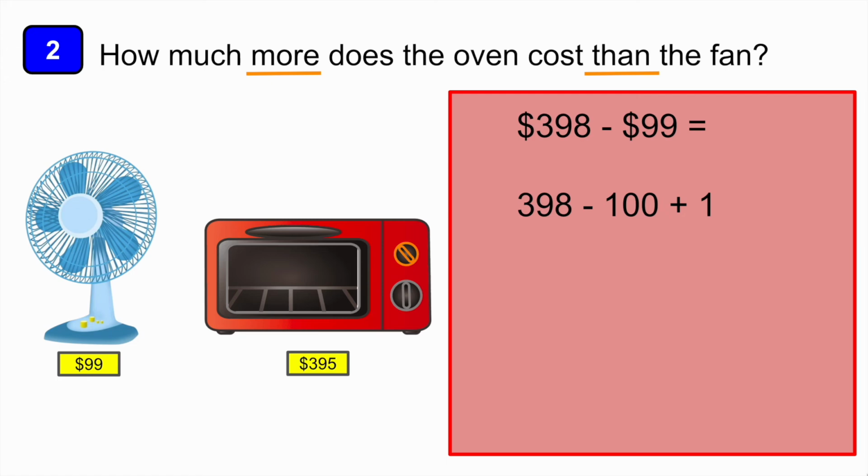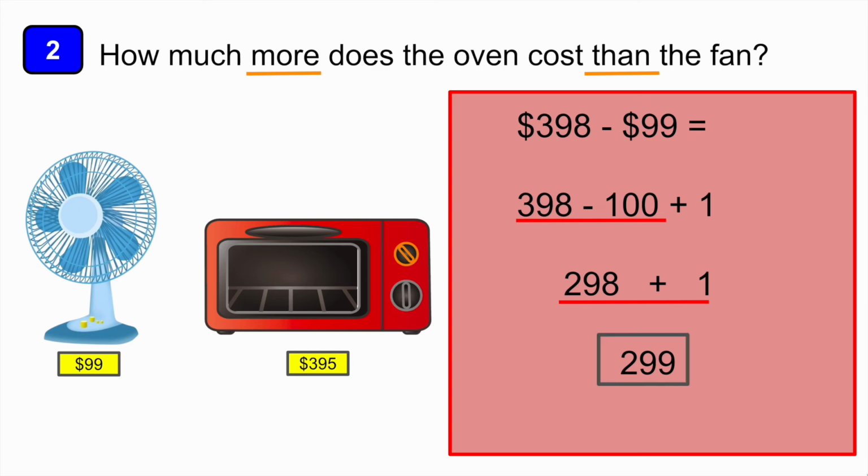Now I can solve. Order of operations means that I'm going to do left to right since I just have subtraction and addition. So 398 minus 100 is 298. And then I have to add 1 back because I took away 100 and I only wanted to take away 99. So I'm going to add 1 back and I get $299. It should be labeled dollars here. And I'm going to box my answer.